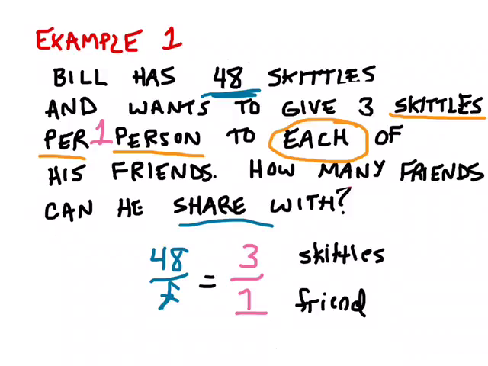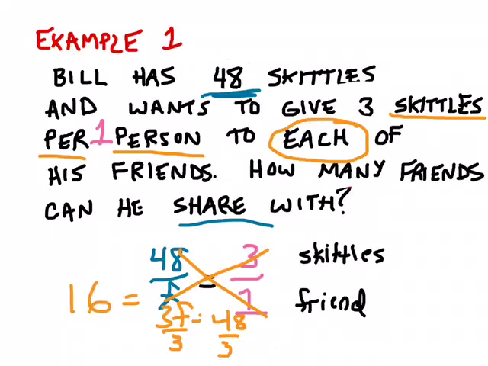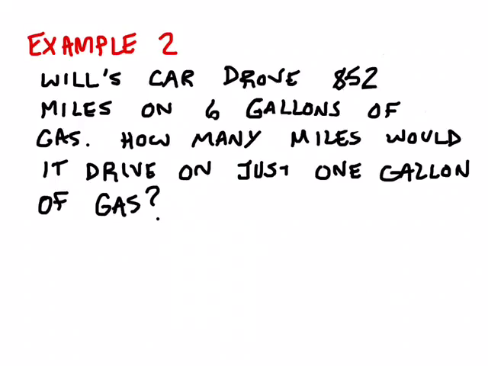Once I've set that up, again, I can go ahead and cross multiply and discover, hopefully pretty quickly, that the number of friends I can share with is going to be 16. So there's an example of unit rates being used to find an answer to something else. We're not looking for the unit rate, we're using the unit rate to figure out something else.